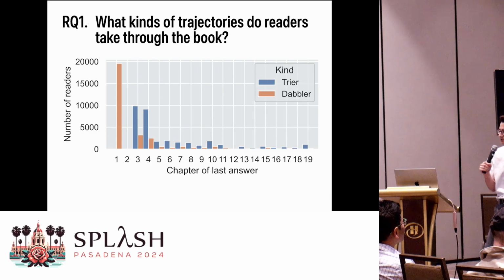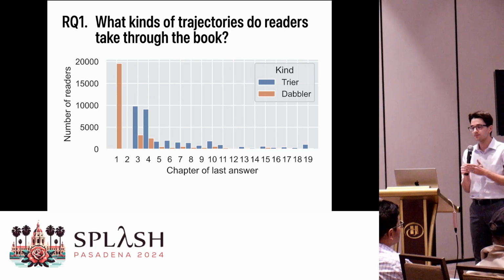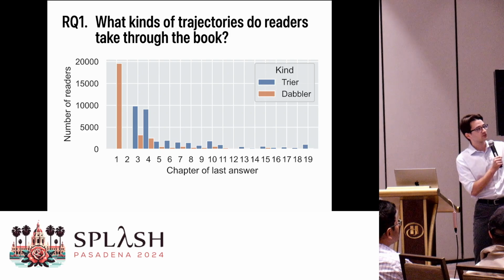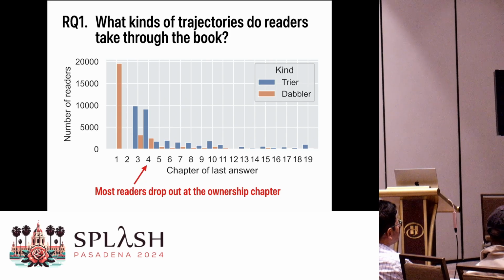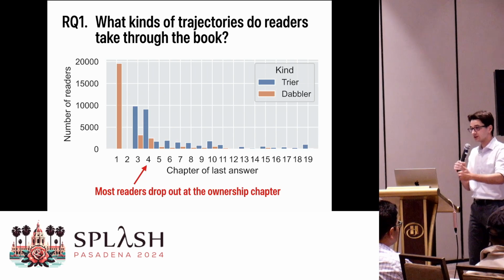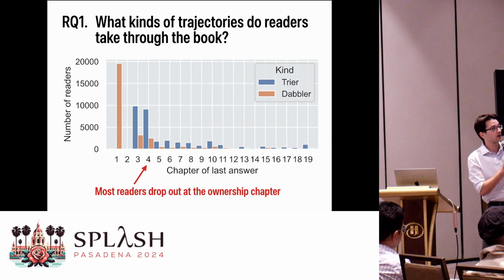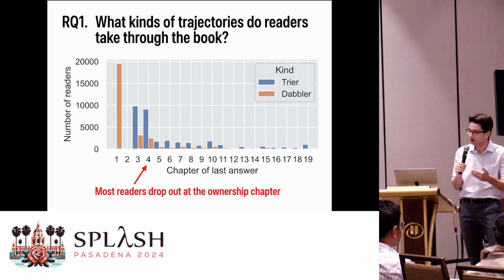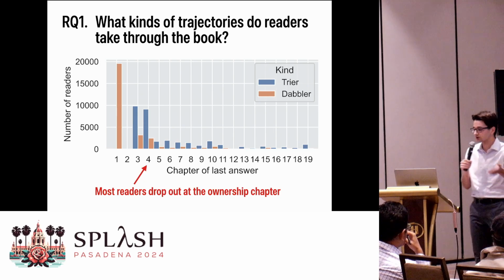What kinds of trajectories do readers take through the book? That is summarized in this histogram, where the x-axis is the chapter where a given reader last answered a question, and the y-axis is the count. Focus on the blue bars. The main thing you'll notice is that most people drop out after chapter 4, which happens to be the ownership chapter in Rust. So if the textbook authors wanted to focus on improving people's motivation to continue through the textbook, the data suggests this would be an important place to start. Obviously it's to some extent because we expect the concept is hard, but if there were ways to improve people's motivation to smoothen this curve, that would be more ideal than such a hard cutoff.